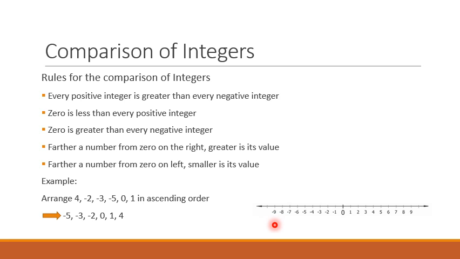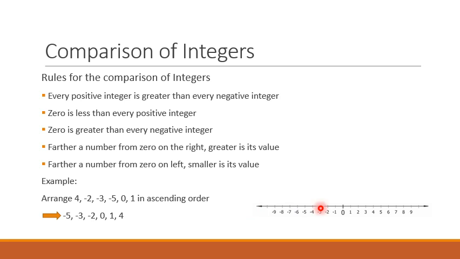Now let's understand this with the help of an example. Arrange 4, minus 2, minus 3, minus 5, 0 and 1 in ascending order. Now let's see where these points are located on the number line. The first point is 4. So it is towards the right of 0. So it is a greater number. Now comes minus 2. Minus 2 is here towards the left of 0. So its value would be lesser.